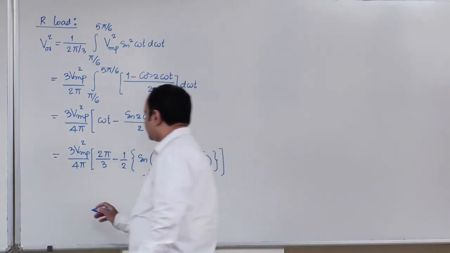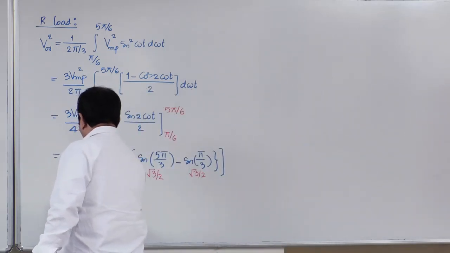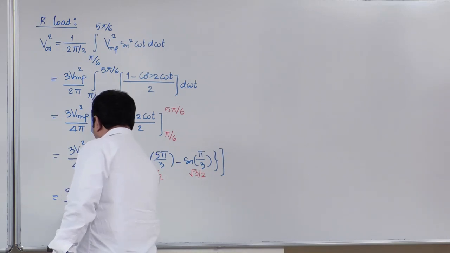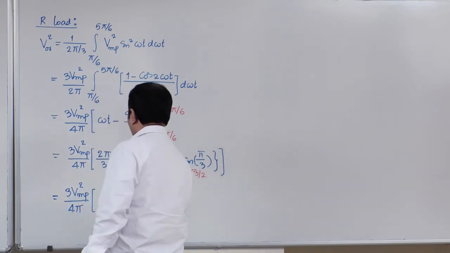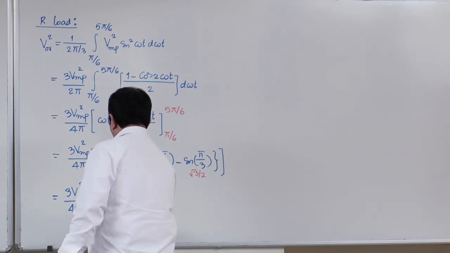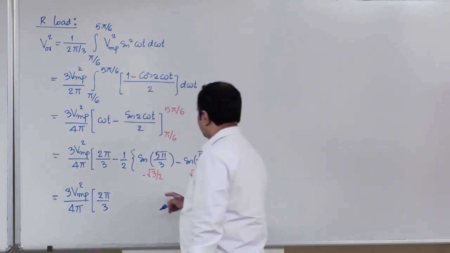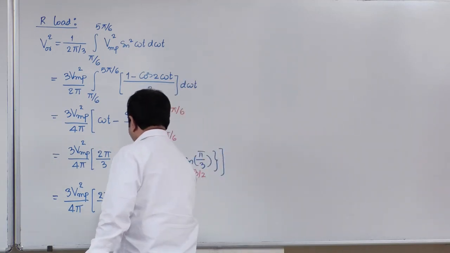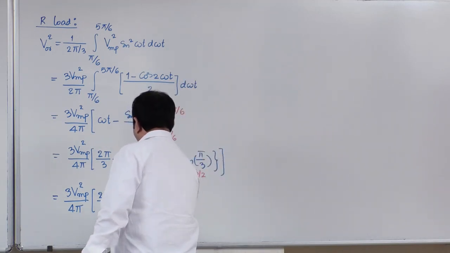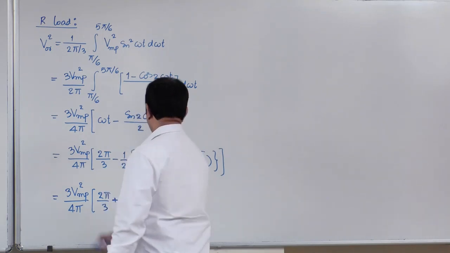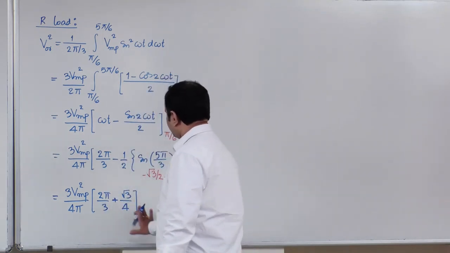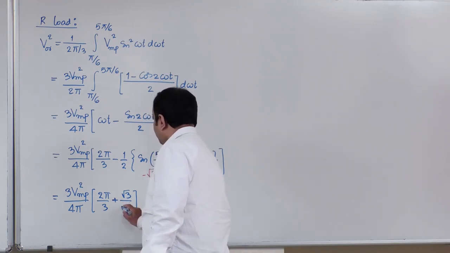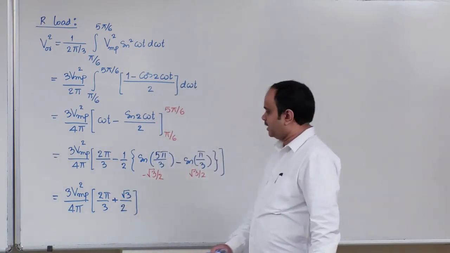So let me write down here. So 3 Vmp square upon 4 pi into 2 pi by 3. Now this value is minus root 3, right? Minus into minus plus root 3 by 4. Okay, I'm sorry, this is root 3 by 2 only.